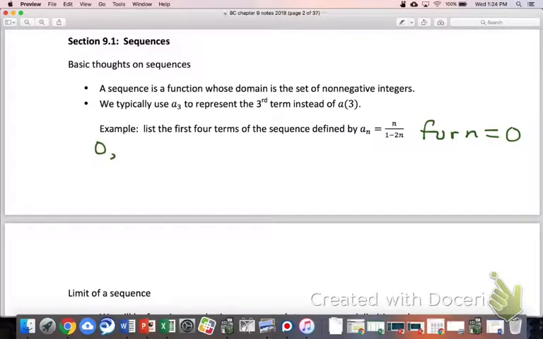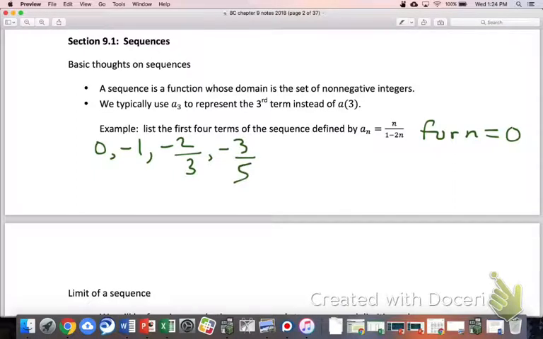Okay, so we're supposed to do the first 4 terms. So what if we used n equals 1? That'd be the second term, right? What would that give us? If n equals 1, then the next term would be -1, right? So 1 over 1 minus 2. And then the next n would be 2. What's the term there? -2/3. -2/3, you're right. And then the last one would be when n equals 3. Negative what? -3/5, okay. Agreed.